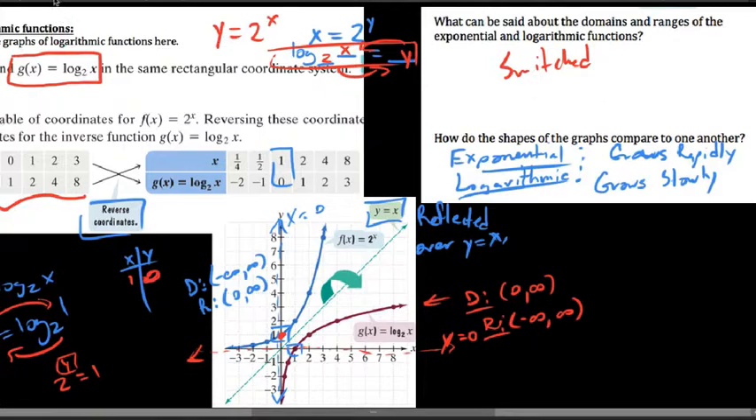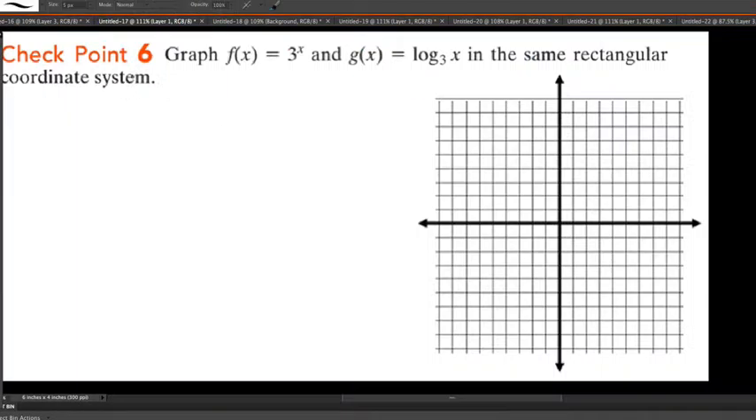So we say these graphs being what they are, let's take a look at a situation where maybe not y equals 2 to the x and log base 2 of x. Let's do y equals 3 to the x and log base 3 of x. What I want to do is graph these both in the same window, knowing that they're inverses. So start with our exponential function. Hey, I love these because they're quick to make. Let me slow down though.